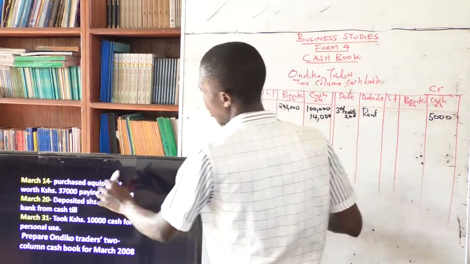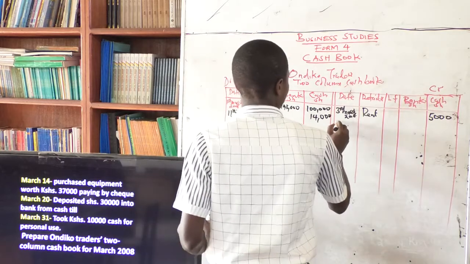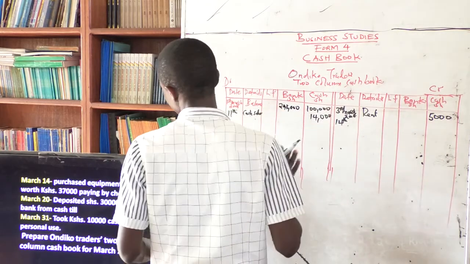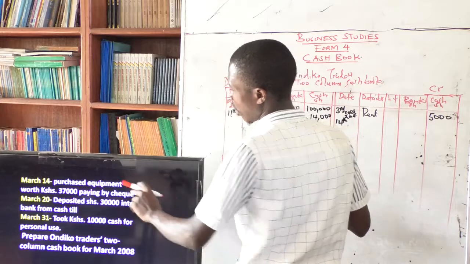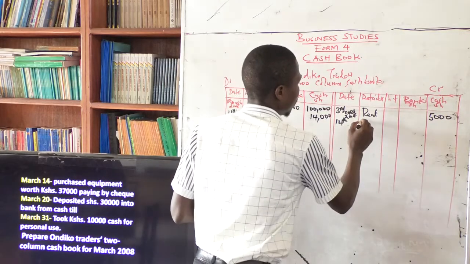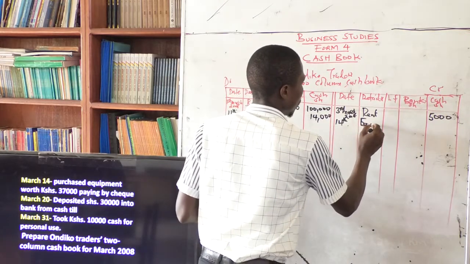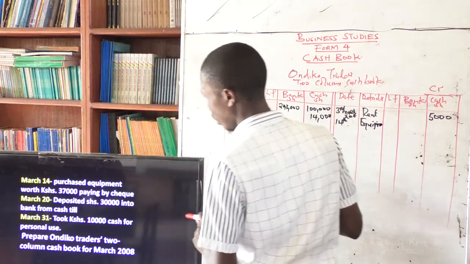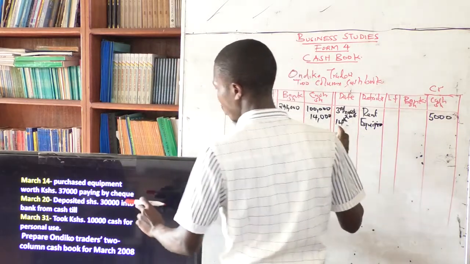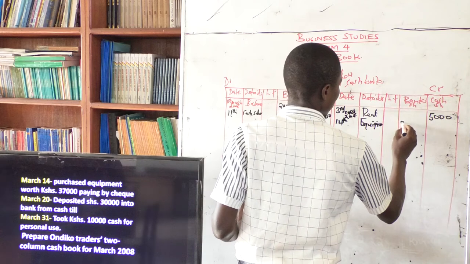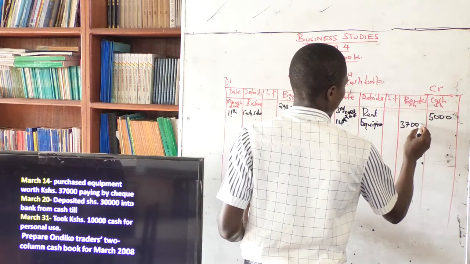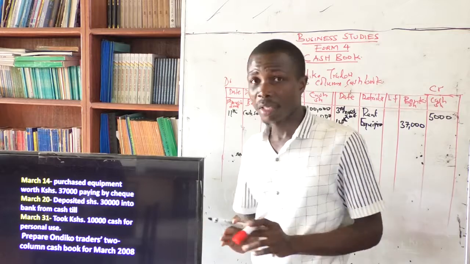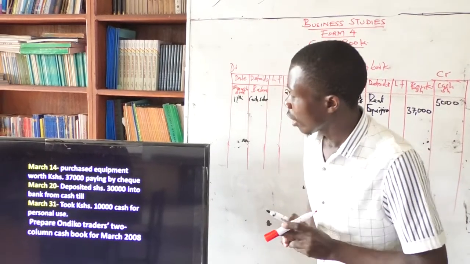So we are going to say 14th, same date, which was the same month, March. Then in the detail you say equipment. Equipment amount was 37,000, but it was by check. So we are going to record that in the bank column. All the transactions using check are recorded in the bank column, or cash at bank column.